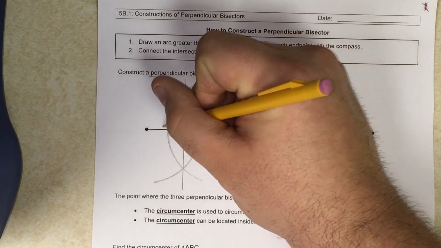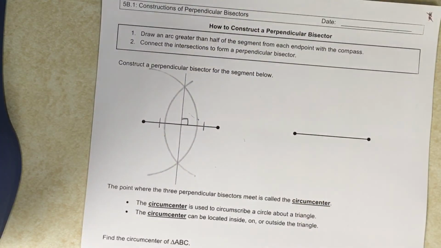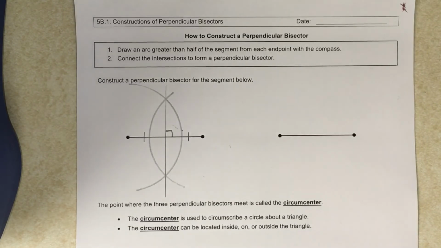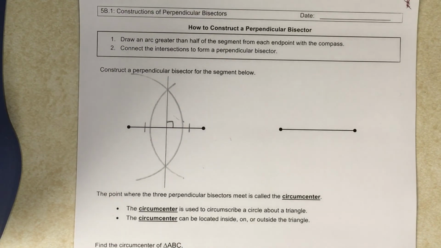I can mark it with the right angle box. I can even mark the segment like this, showing that it is split apart. So that is how you draw a perpendicular bisector.